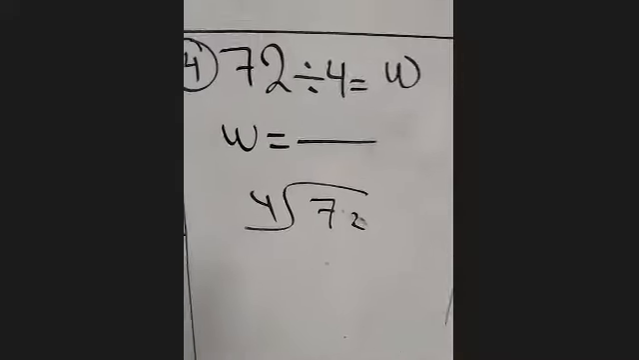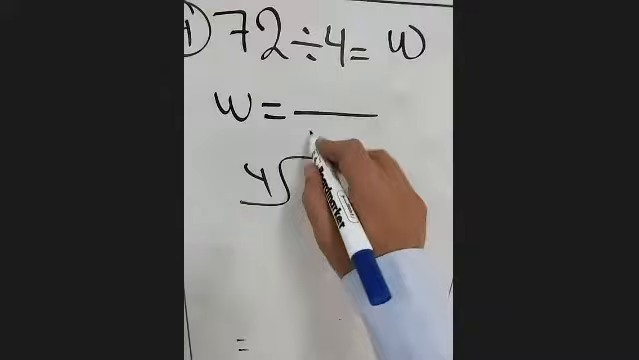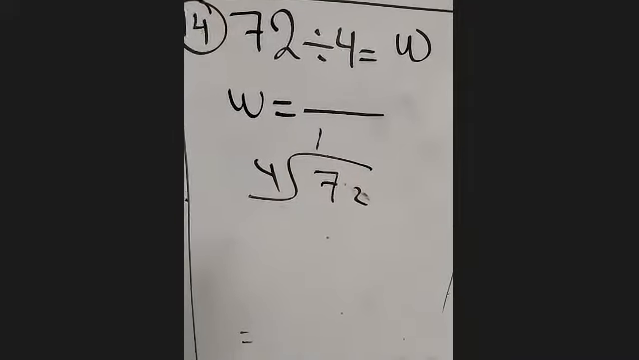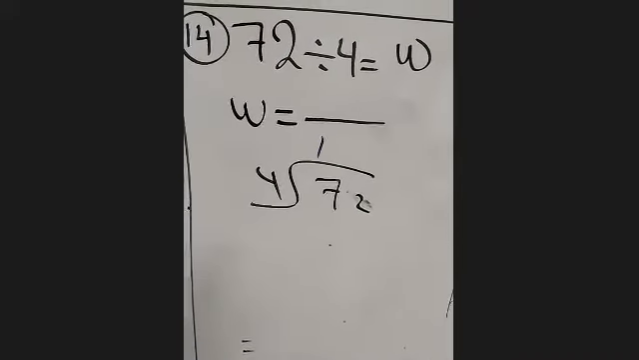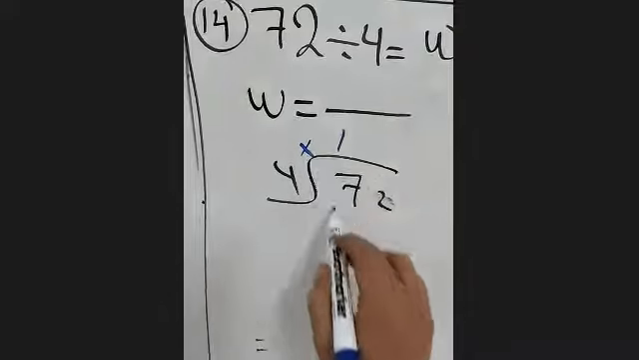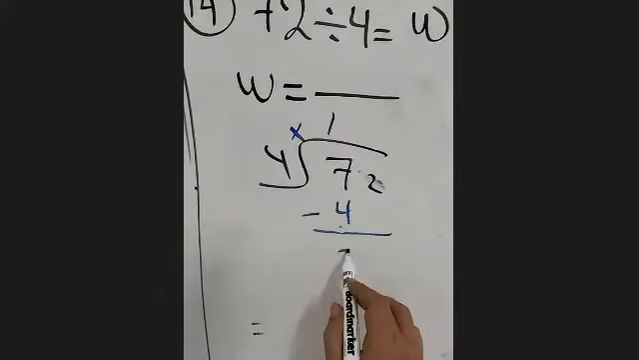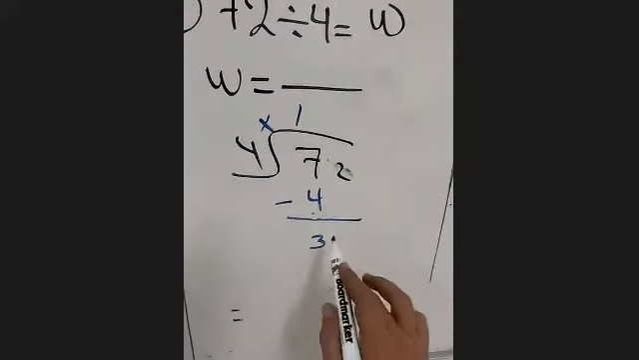Yalla, 72 divided by 4. What are we doing? One. Why one? Why not two or three? 4 multiplied by 2 equals 8, and 8 is greater than 7. Excellent. 7 minus 4 equals 3. Then? 2 down.